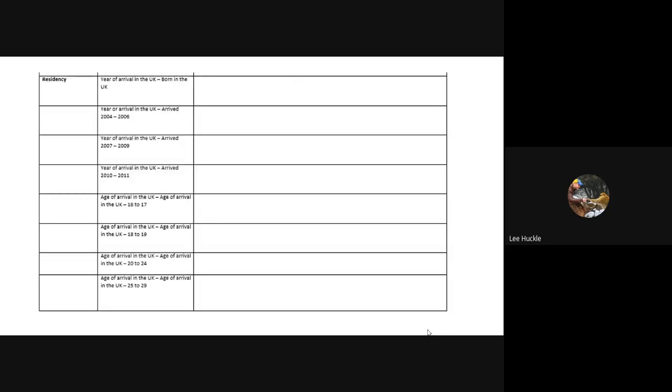Then looking at residency in both Luton and Shefford, so the year of arrival of people in the UK, born in the UK. Looking at people who arrived between 2004 and 2006. Then you could see 2007 to 2009, then 2010 to 2011. Then looking at the age of arrival in the UK. So the age of arrival in the UK for people aged 16 to 17, then 18 to 19, 20 to 24, 25 to 29. Again, looking at that for Luton and Shefford.